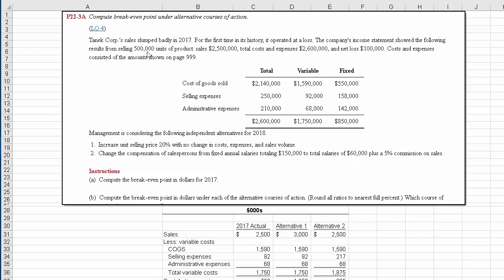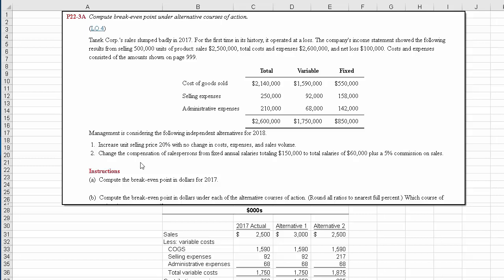They say it resulted from 500,000 units of product sales for 2,500,000. Total costs and expenses were 2,600,000, right? We're given all this information here and had a net loss of 100,000. And then management is considering the following independent alternatives. So the first thing they're considering is increase the unit sales price 20% and don't change anything else.